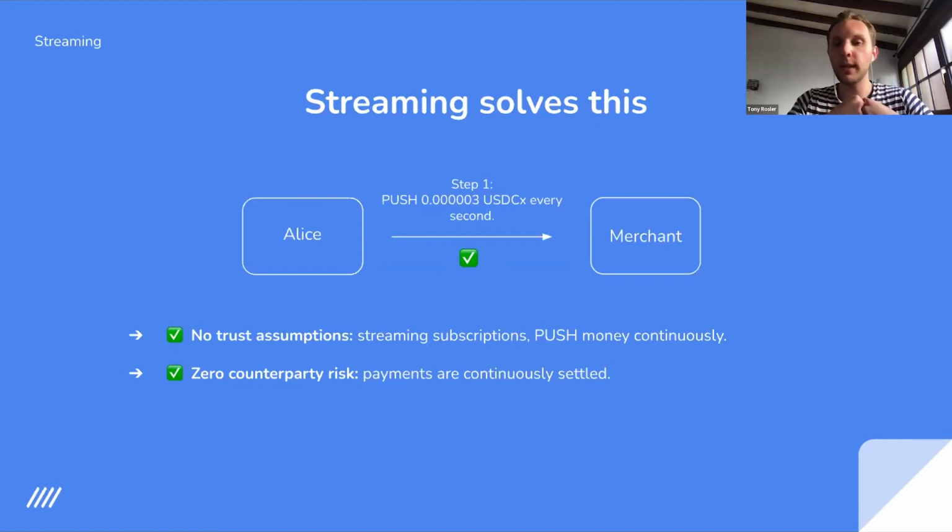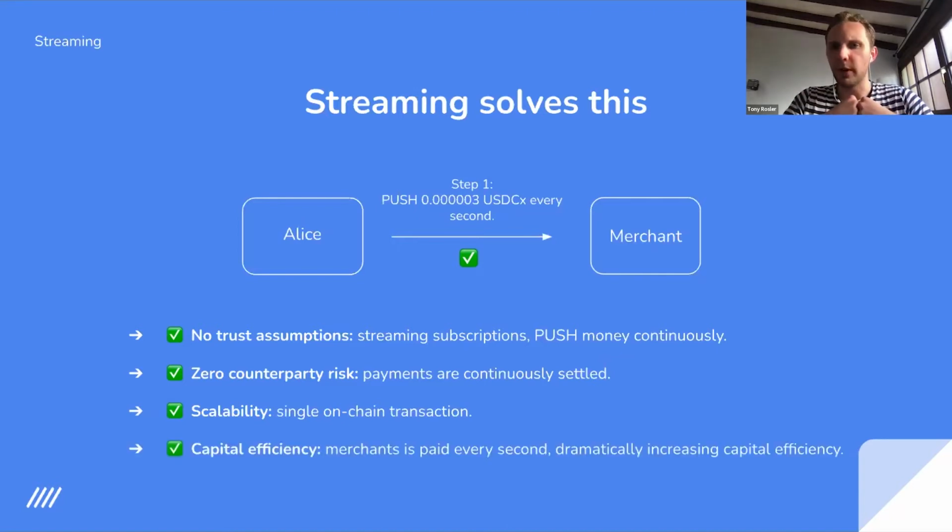With streaming, you can do that, which is quite beautiful, where every single second the payment is settled and money is leaving your account and entering the merchant's account. So this reduces the risk for the merchant dramatically. Lastly, scalability is incredibly important there. You only have to submit a single on-chain transaction to open a subscription and a single on-chain transaction to close a subscription.